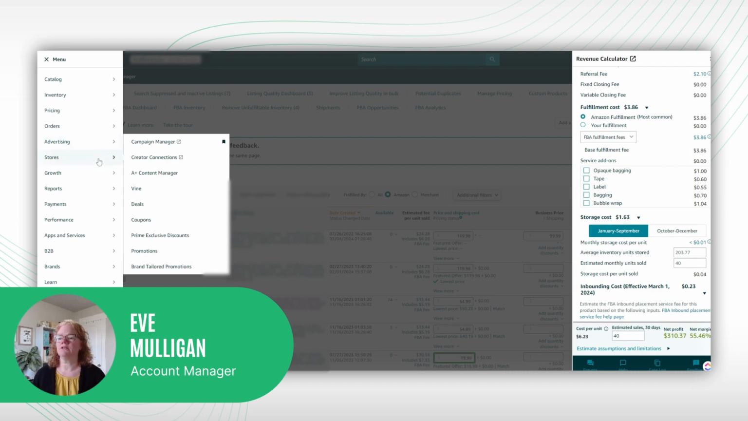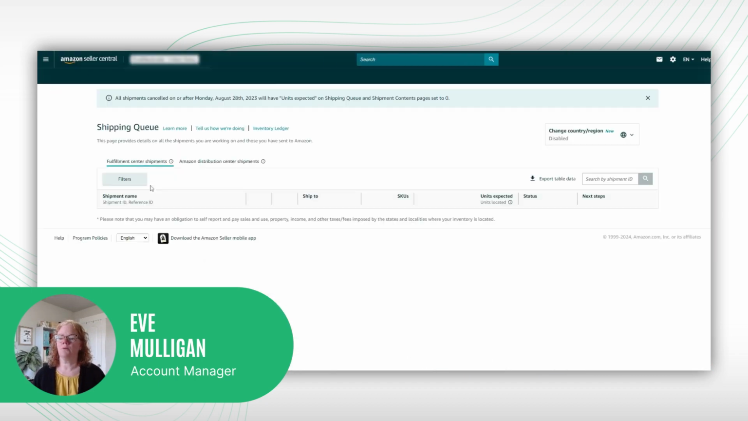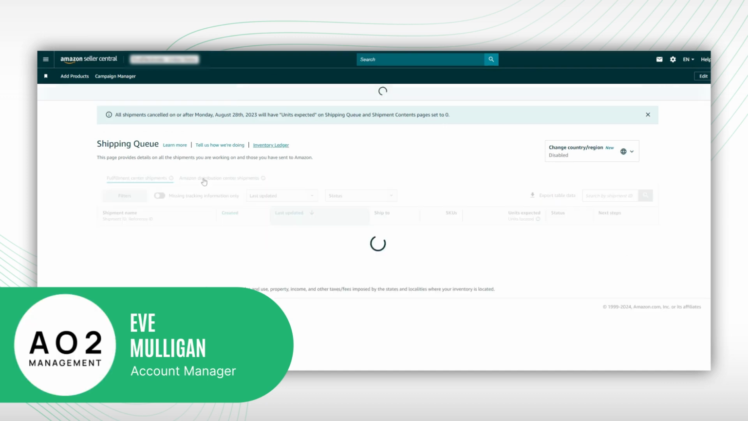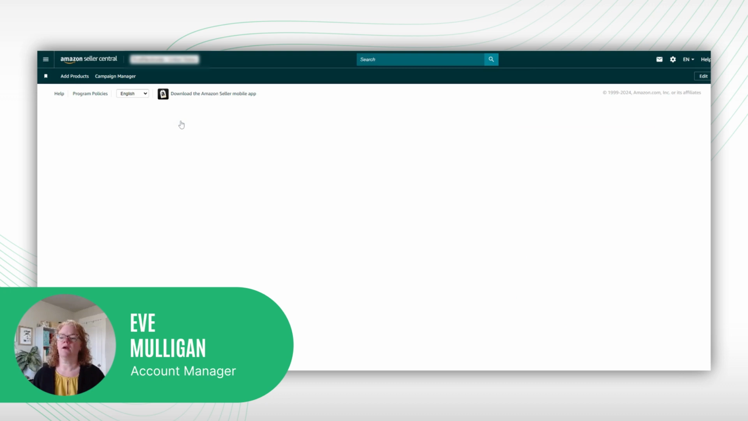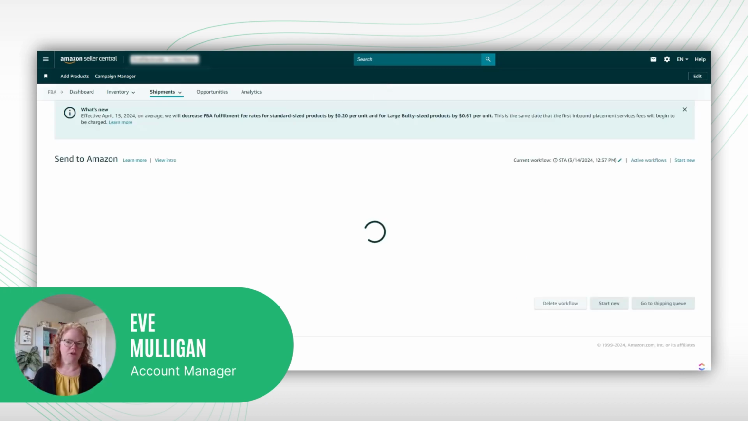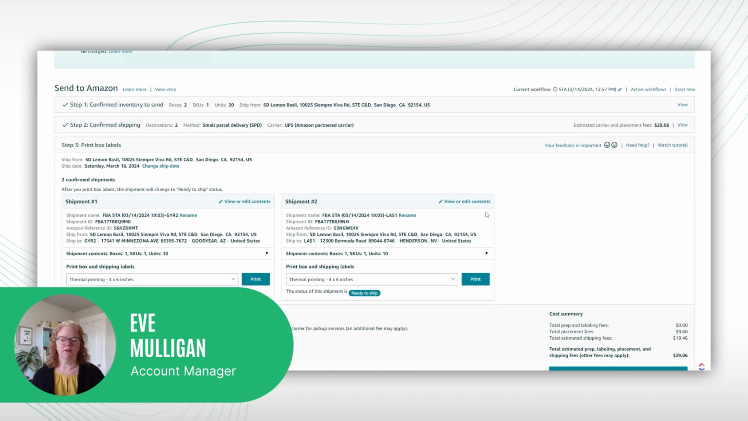Obviously, let's walk through this. When you go into your shipment workflow and actually go to send to Amazon and create a shipment, and as you work through this workflow, when you get down to the bottom, it's going to tell you, these are our options, these are the different fees, and it's all here. You can test it out, but a word of warning.